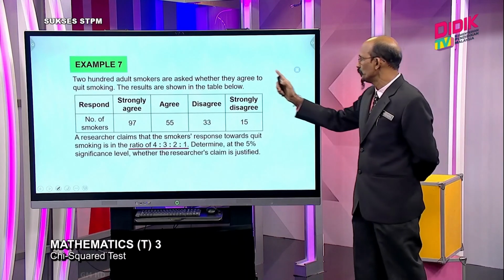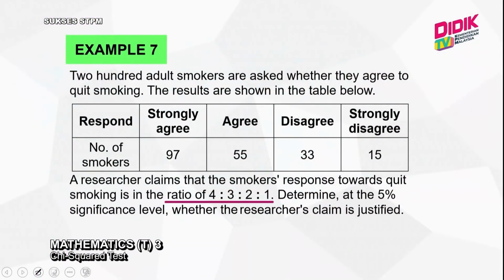For one example, this question: 200 adult smokers were asked whether they agree to quit smoking. The results are shown in the table. The researcher claimed that the smokers' responses toward quitting smoking are in the ratio 4:3:1. That means this is the distribution, so this comes under the goodness of fit test. Determine at 5% significant level whether the researcher's claim is justified, whether it's true or false.